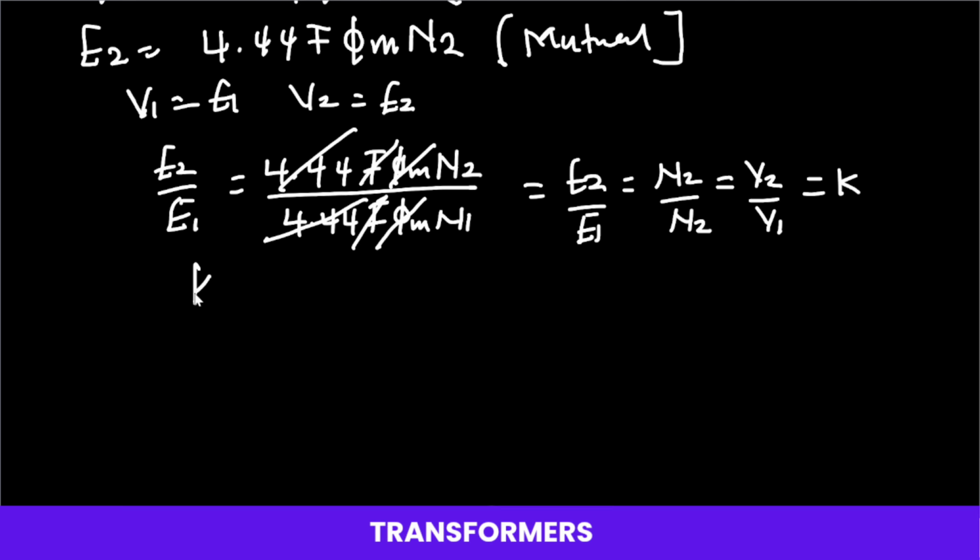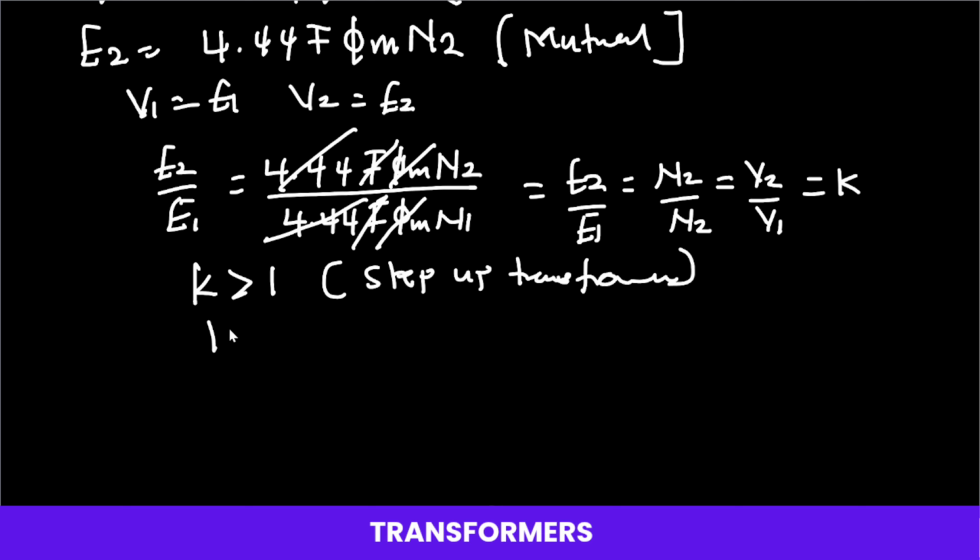We are saying that anytime the value of K is greater than 1, the transformer is a step up transformer. And anytime K is less than 1, then it is a step down transformer.